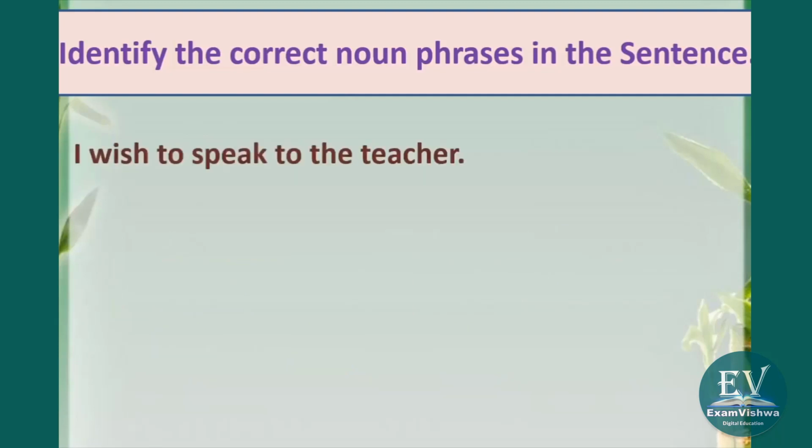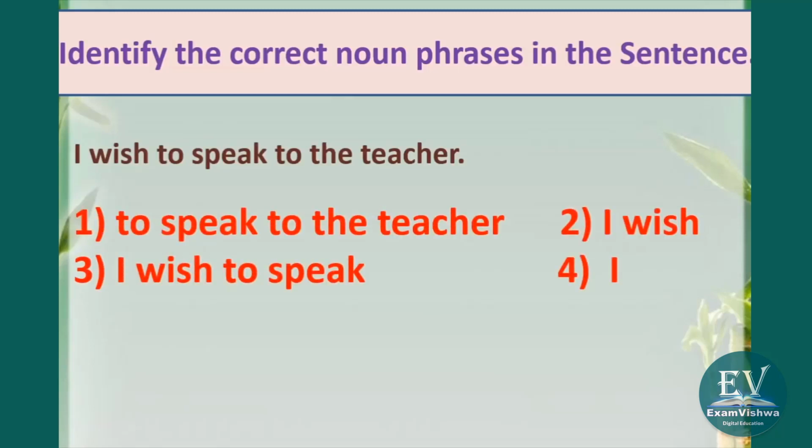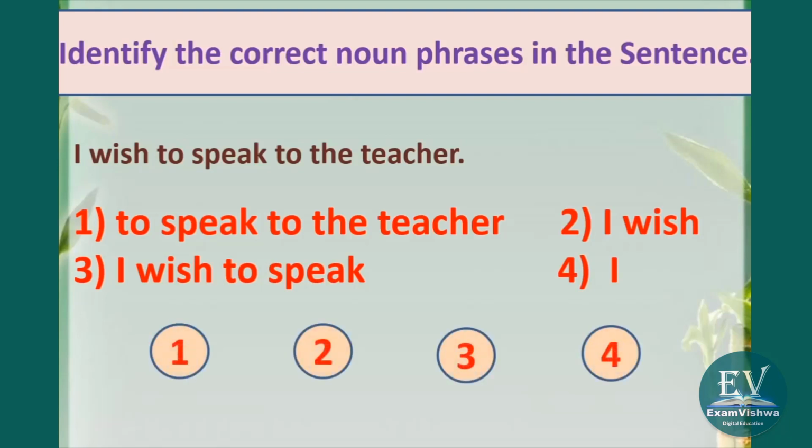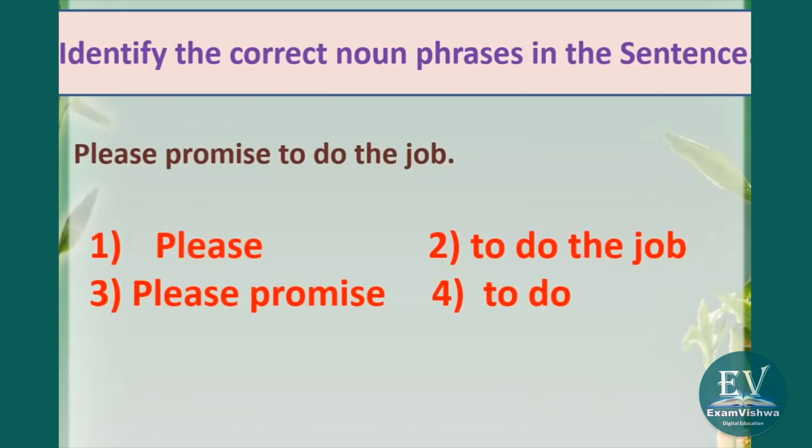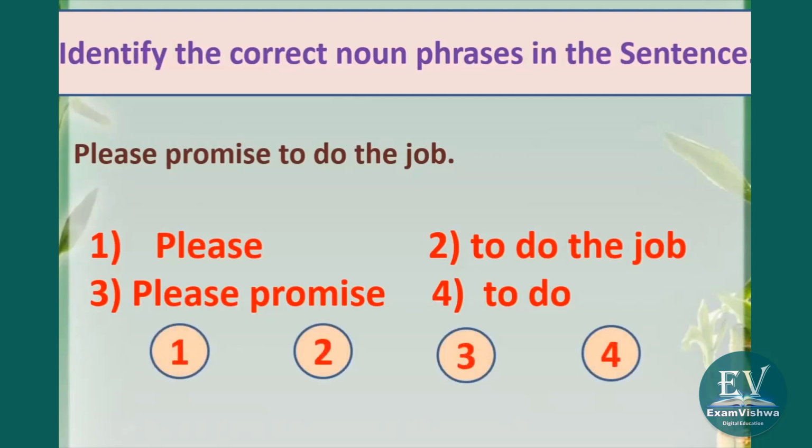Alright, moving on. I wish to speak to the teacher. So to speak to the teacher, does that act like a noun? I wish, does that act like a noun? I wish to, does that act like a noun? Or does I act like a noun? So it is the first one, I wish to speak to the teacher, which acts like a noun. Okay, moving on. One more example from this category of identifying the correct noun phrases in the sentence. Please promise to do the job. So yes, now you must have guessed what the answer is. So is it please? Is it to do the job? Is it please promise? Or is it to do? Yes, correct. The answer is the second one, please promise to do the job. Okay.